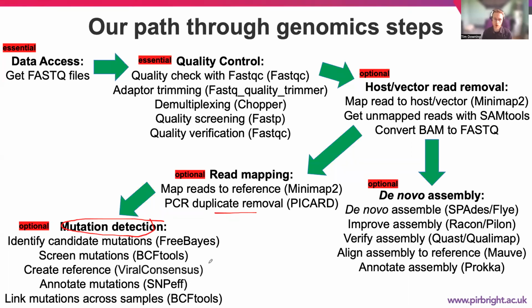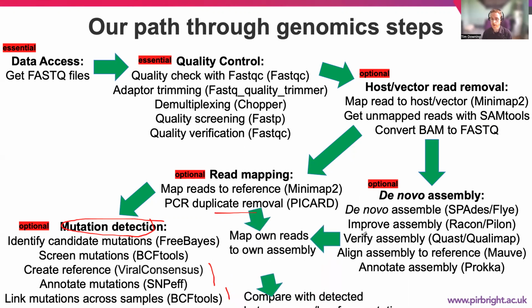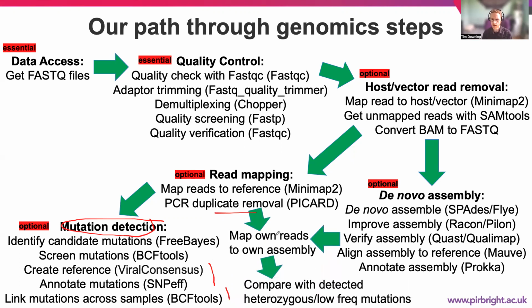And there's other things that we're not covering in this course, like creating a consensus reference from a set of SNP files, annotating them, and looking across different samples. That's going to be in this course. And this idea of mutation detection also links into assembly QC and identifying mutations when you map a sample's own reads to its own assembly. That can be informative sometimes.